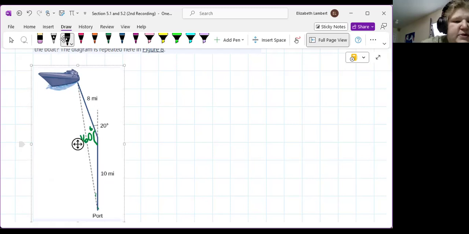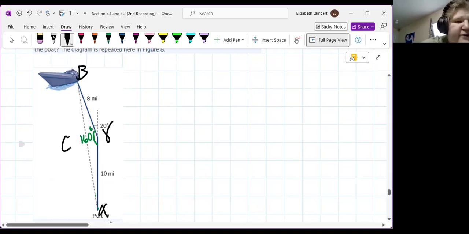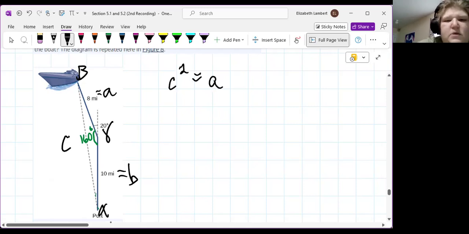So we need some labels. I guess we'll go with gamma and C. I don't really care about alpha and beta, but across from alpha is A. Across from beta, meaning the side that doesn't touch beta, isn't one of the two sides making up angle beta, is B. All right, and since we're using gamma, we're going to start with C squared equals A squared plus B squared minus 2AB cosine gamma.